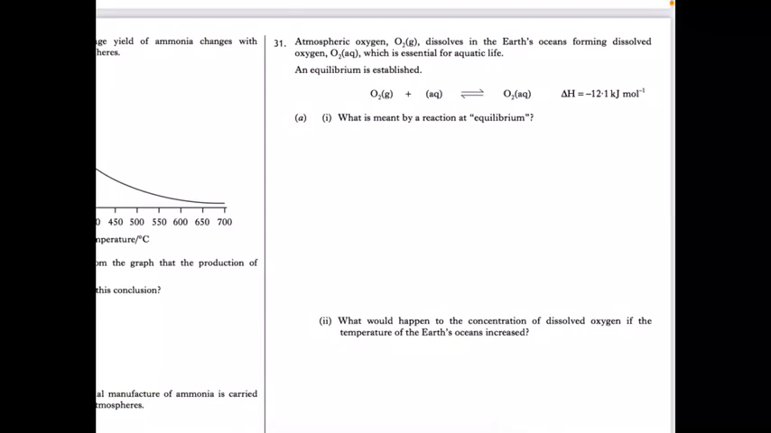We are going to have a look at some more past paper questions today, and we are going to have a look at some written ones this time for equilibrium. So basically, I'm going to start with this one.